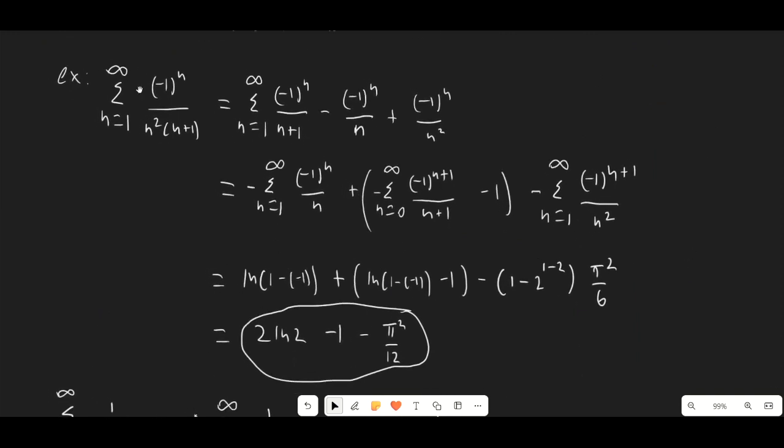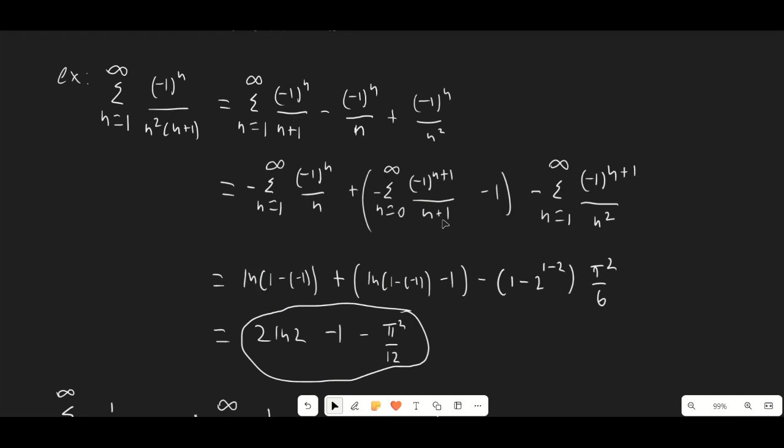So here's an example with the eta function. We have the sum of negative 1 to the n over n squared times n plus 1. After performing partial fractions, we get these three summations. Now this first one, negative the sum from n equals 1 to infinity of negative 1 to the n over n. Now we're just going to use the sum of x to the n over n from n equals 1 to infinity equals negative natural log of 1 minus x. So we plug in that formula, and this just becomes ln 2.